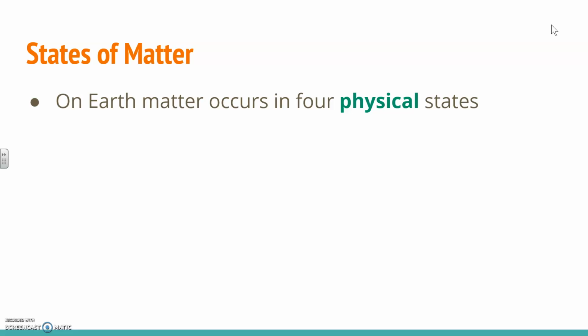On Earth, matter occurs in 4 physical states: solid, liquid, gas, and something that you might not have heard of before called plasma. And I have 1 minute per slide, so here we go.